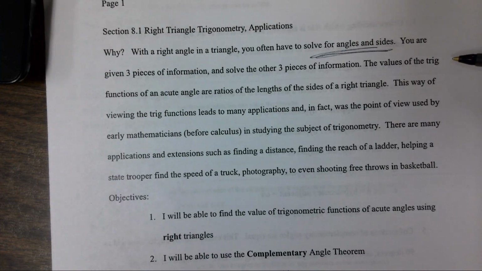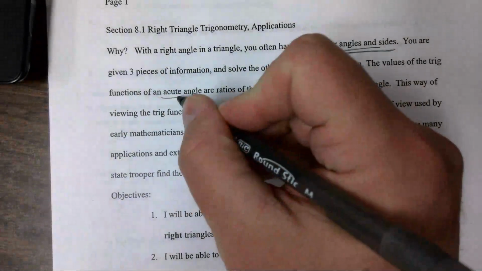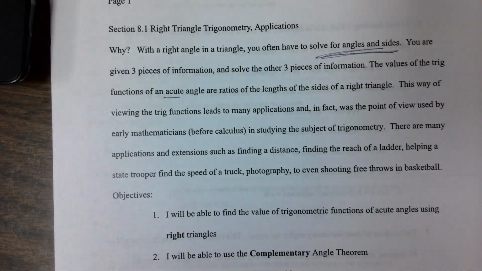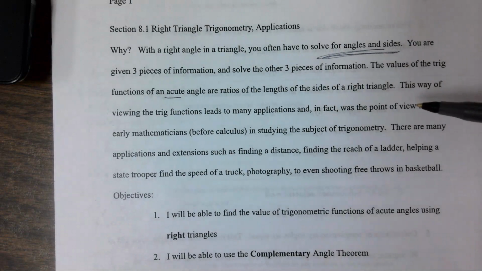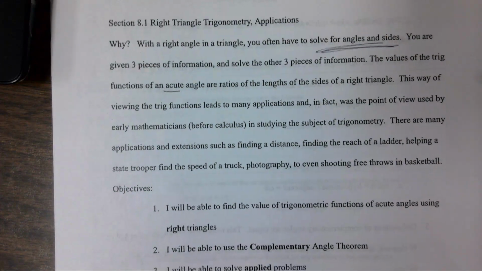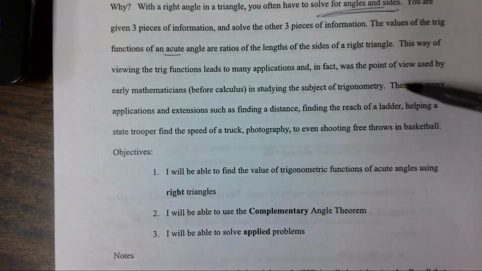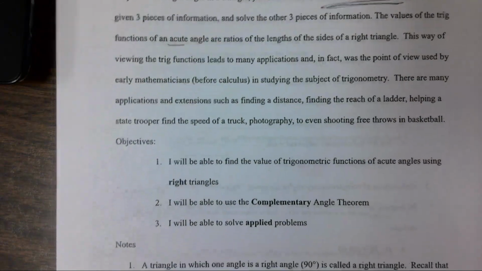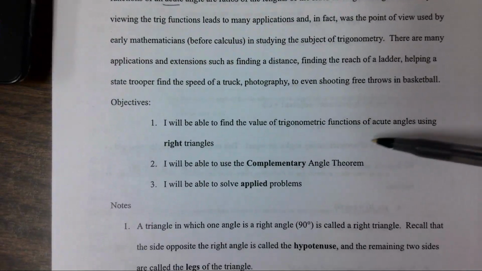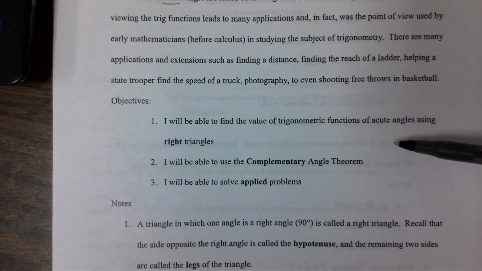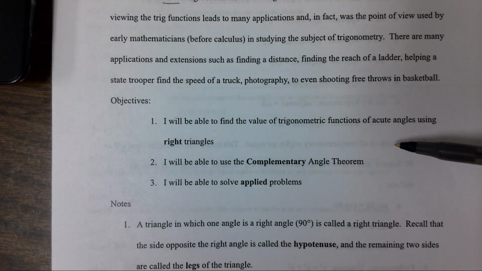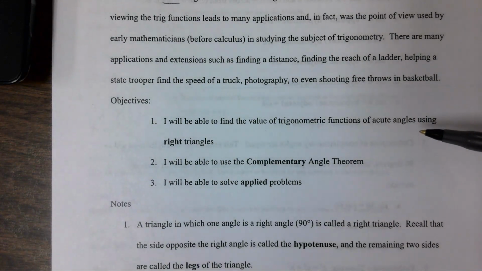The values of the trig functions of an acute angle are the ratios of the length of the sides. This way of viewing the trig functions leads to many applications and in fact was the point of view of early mathematicians before calculus in studying trigonometry. And then there's some word problems. Now your objective is: I will be able to find the trig functions of acute angles using right triangles.